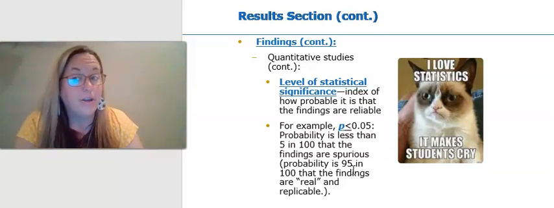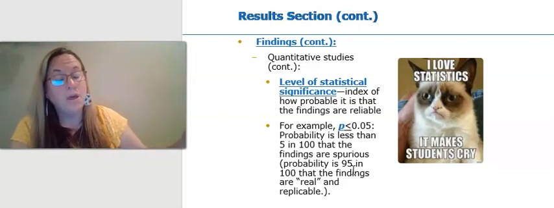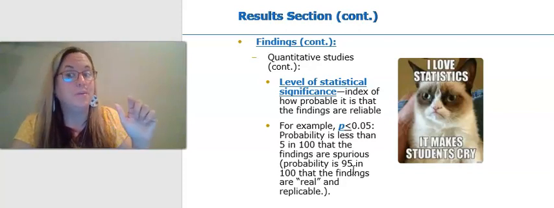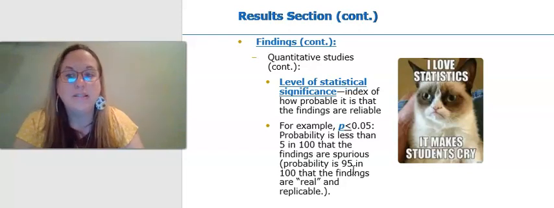You're never going to have 100. There's no such thing as a 100% p-value, like a 0.0000000. Sometimes you'll see a 0.0001. That's very good. That's very strongly statistically significant.